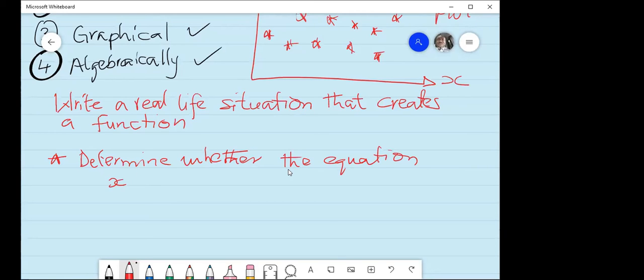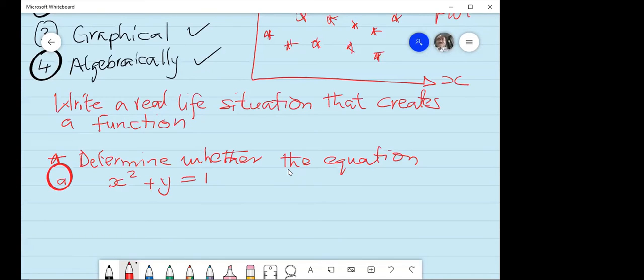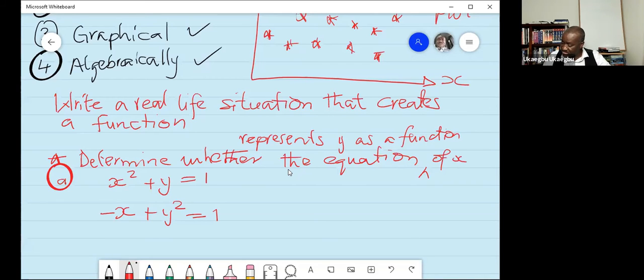X squared plus y equal to 1. So do you think this represents a function? Actually, let me write the second one. The second one is negative x plus y squared equal to 1. So now it says determine whether each equation represents y as a function of x.